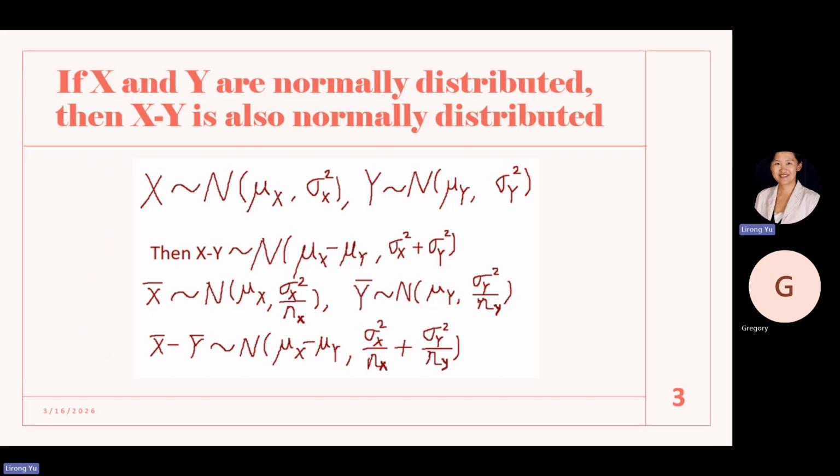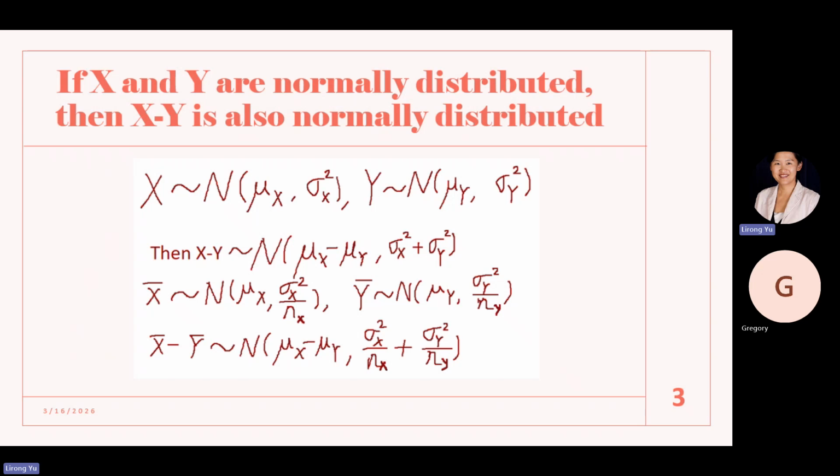This is something we mentioned in section 5.5 when you are guaranteed normal distribution. So X minus Y is normal. And the mean for X minus Y is mu X minus mu Y. The variance is a summation. That is something we practiced in 5.5. And then another thing is X bar is normal because X is normal. Y is normal, so Y bar is normal, right? On top of it, X bar minus Y bar is normal. And then the mean of this will be mean X minus mean Y, and the variance will be the summation of these two variances.